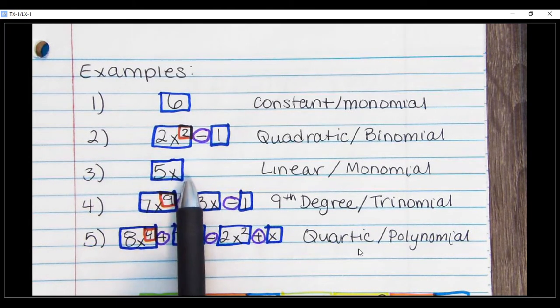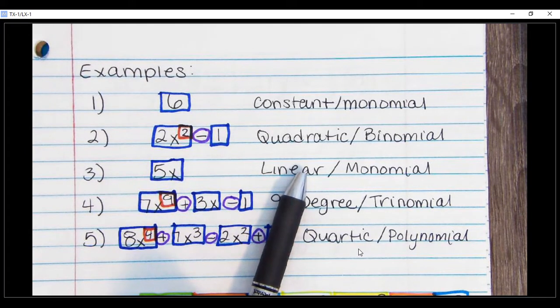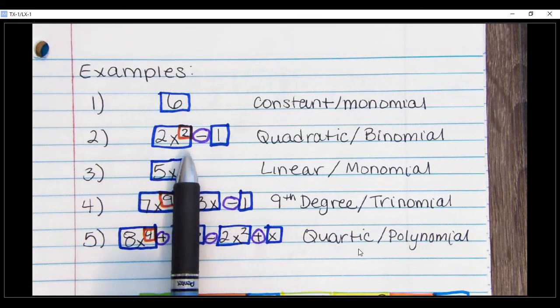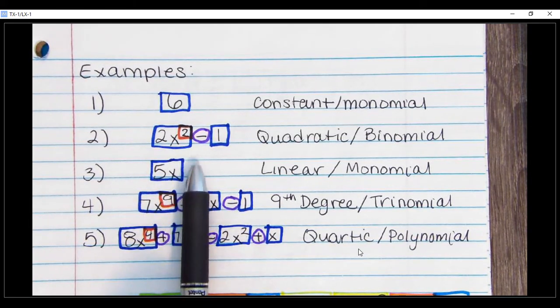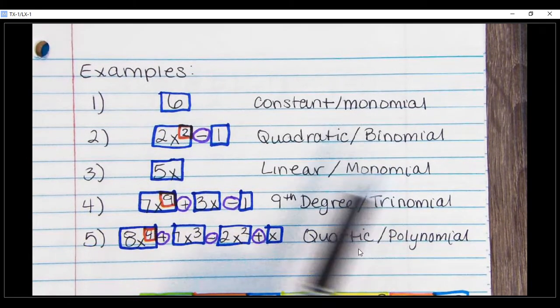Whew, it's a bit tongue-tied, but I know you're doing great. So 5x. x does have a power. And if you remember, just because it's not written there doesn't mean it doesn't exist. And that power is 1. Since that power is 1, we know it's going to be called linear, because that's what our chart said on the previous page. And then again, we only have one term. There's no addition or subtraction signs. It's only one thing. So we're going to call that a monomial.